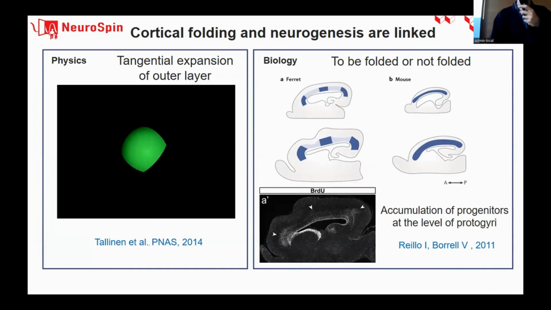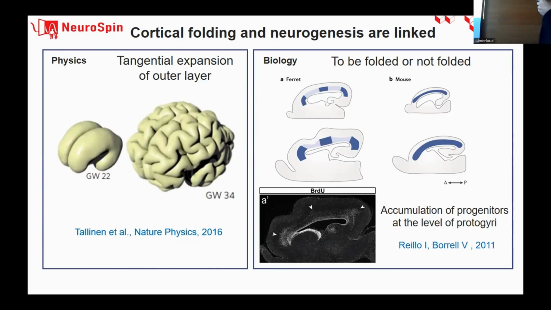I will trigger it again if I can. Sorry. And if you begin this process with a fetus shape, which comes from Marseille, you get this kind of simulation. And you realize that the morphology is realistic, but the folds are not at the right place.